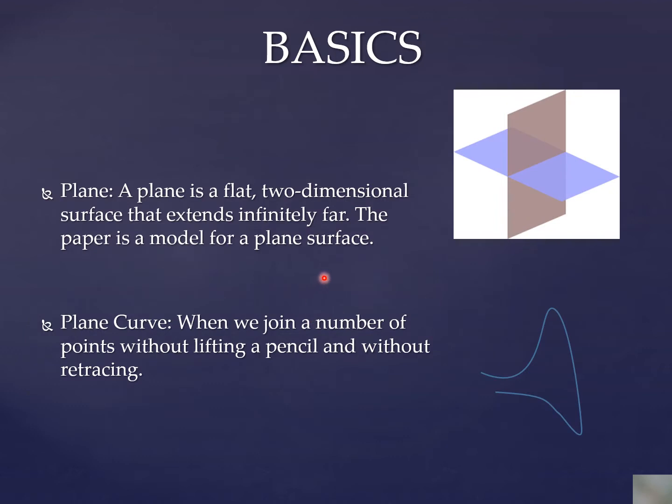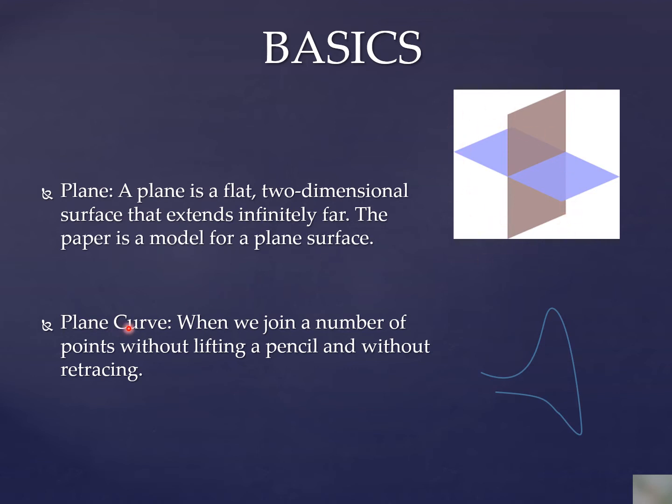Now before you understand quadrilaterals, you should learn the basics of geometry. So if you see here, we are starting with plane. Now what is a plane? And please, we are not talking about aeroplane. Here we are talking about a plane in geometry. A plane is a flat, two-dimensional surface that extends infinitely far. The paper is a model for a plane surface. Okay, so here you can see a picture also.